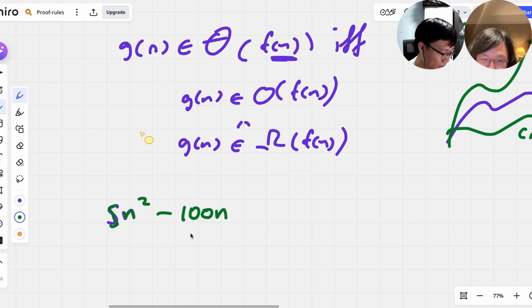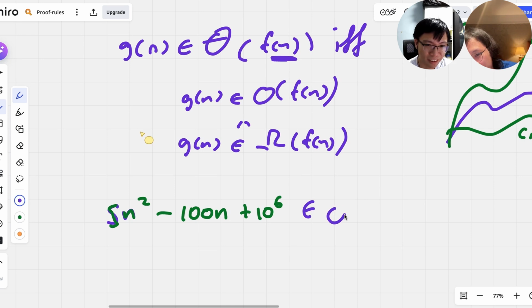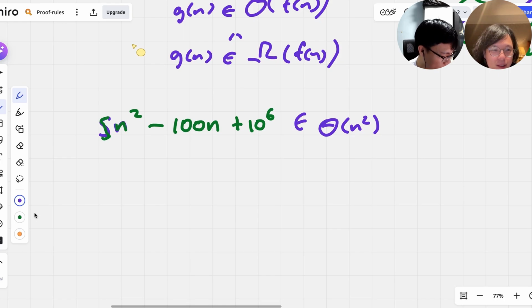Okay, 5n squared minus 100n plus 10 to the power of 6. Something like this. This function is actually in theta of n squared. So the intuition is kind of like this. I need to show two things. I need to show it's in O of n squared. So I need to show somehow this function is in O of n squared. So let's do that.